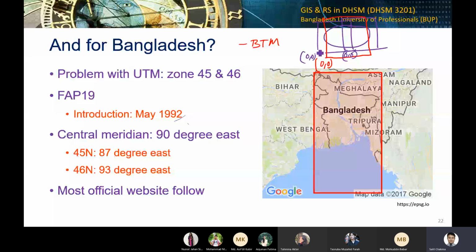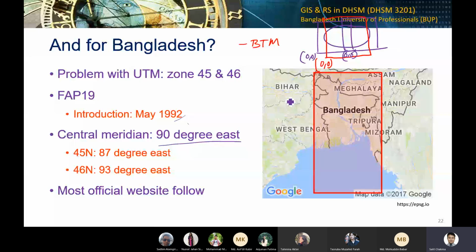In this plan, they devised this BTM to represent the coordinate system of Bangladesh. The central meridian for Bangladesh they considered as 90° east. So this is the central meridian, 90° east, of BTM, whereas zone 45 has 87° east, and zone 46 has 93° east. So you see, they took the middle point, created their own central meridian, and created their separate false origin.